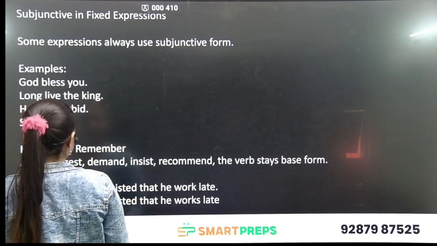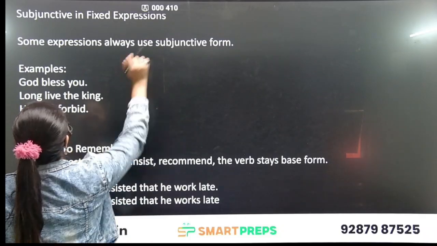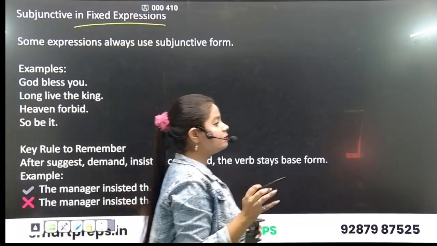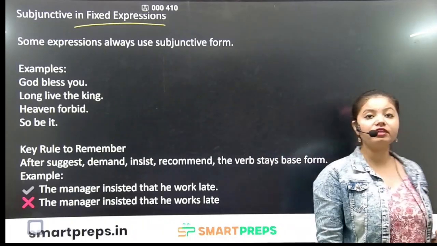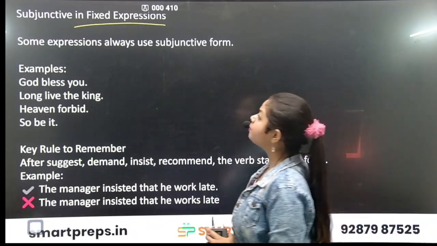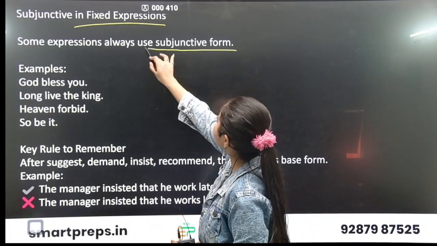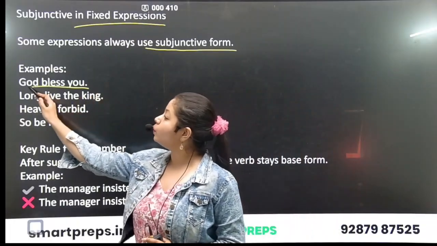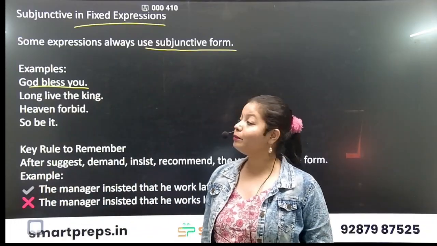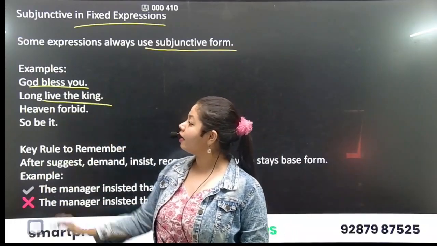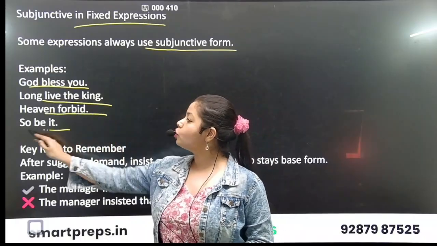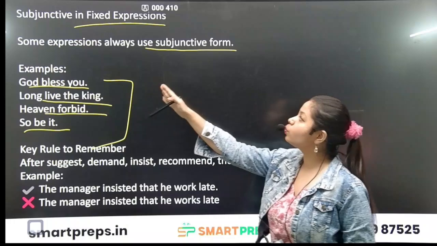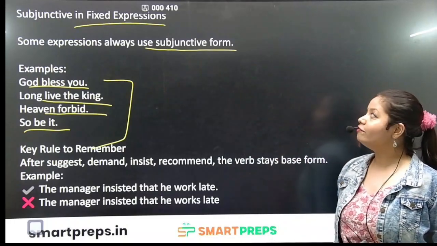Now, subjunctive in fixed expressions. Let's understand that there are certain fixed expressions and how we use the subjunctive in these fixed expressions. Some expressions always use the subjunctive form. For example, God bless you, the most common thing that we always say; long live the king; Heaven forbid; so be it. So these are certain fixed expressions which always use the subjunctive form.